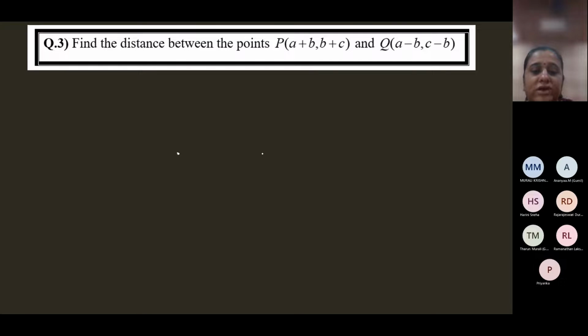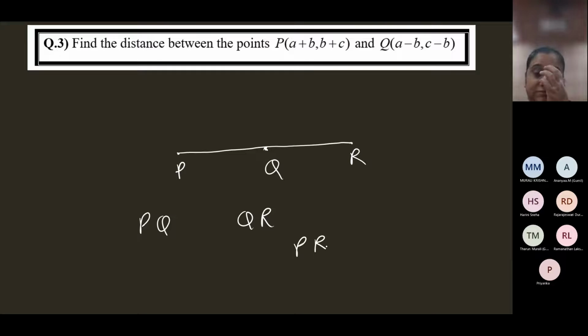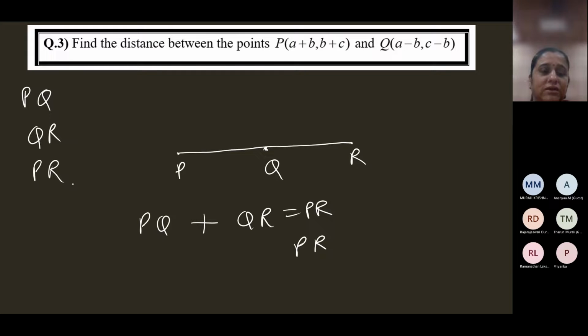I'll come again. So we have 3 points on a plane. The 3 points can be connected by the same straight line, which means the 3 points are collinear. Let's call the points P, Q, and R. Let's use the distance formula to find the length of the line segment PQ, the length of the line segment QR, and the length of the line segment PR. So the check for collinearity is this. If PQ plus QR is equal to PR, you need to find PQ separately, QR separately, and PR separately.